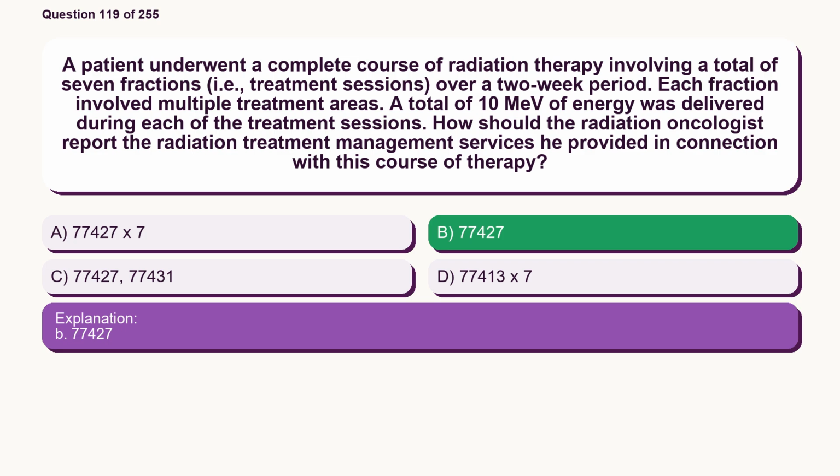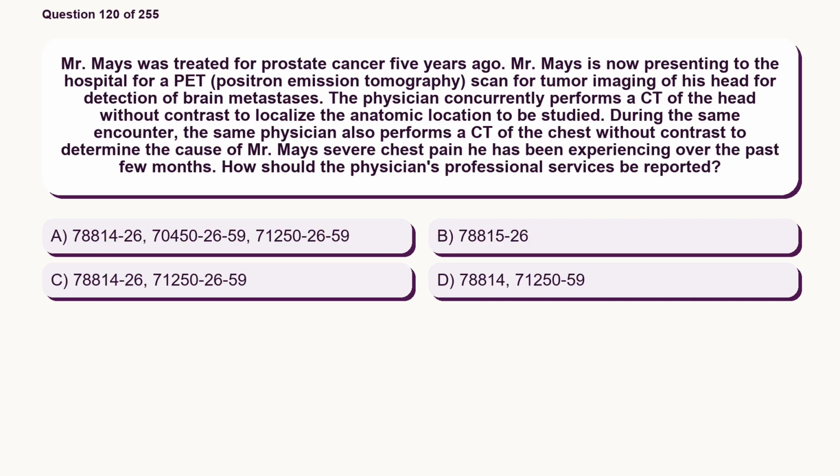Question 120. Mr. Mays was treated for prostate cancer 5 years ago. Mr. Mays is now presenting to the hospital for a PET, positron emission tomography, scan for tumor imaging of his head for detection of brain metastases. The physician concurrently performs a CT of the head without contrast to localize the anatomic location to be studied. During the same encounter, the same physician also performs a CT of the chest without contrast to determine the cause of Mr. Mays' severe chest pain he has been experiencing over the past few months. How should the physician's professional services be reported?